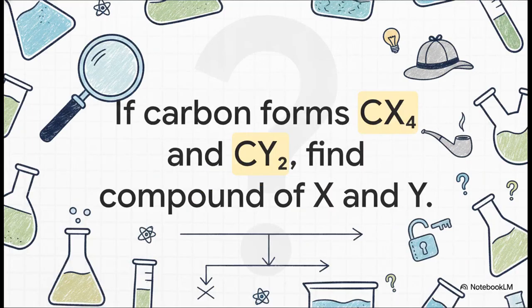Okay, so here's our mission for today. We're looking at WASSCE Chemistry 2026, question 5. It reads: if carbon forms CX₄ and CY₂ with elements X and Y respectively, the formula of the compound that would be formed between elements X and Y is A, X₂Y₄, B, YX, C, XY₂, or D, X₂Y.